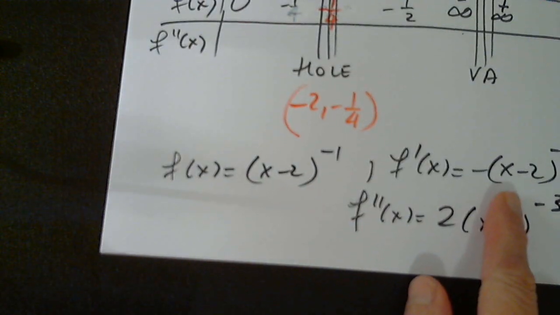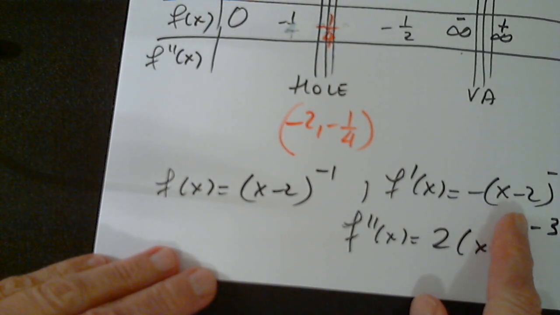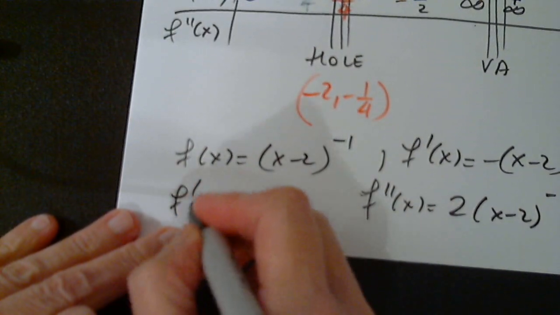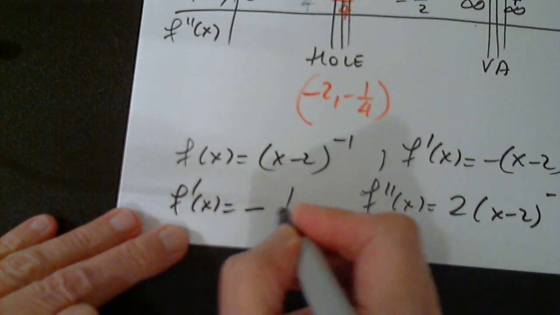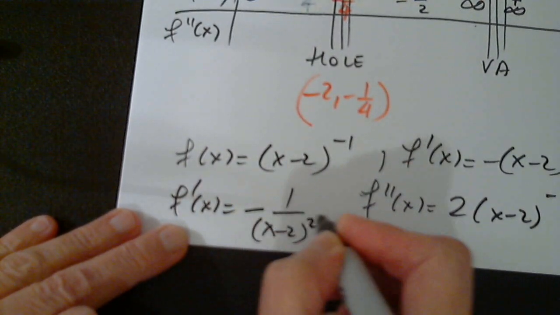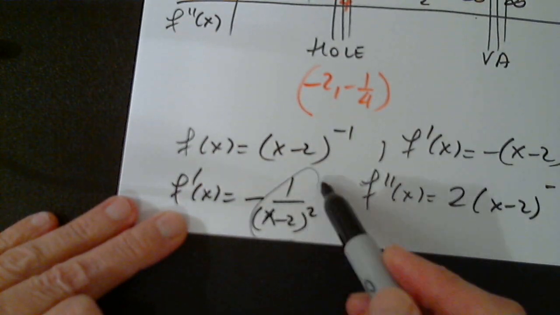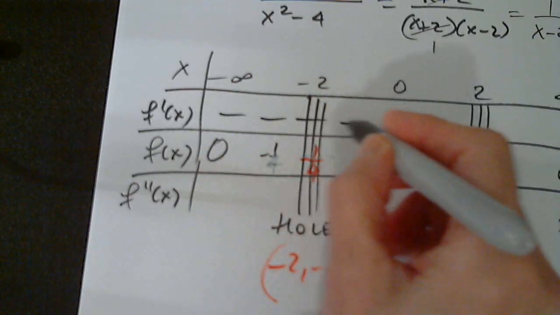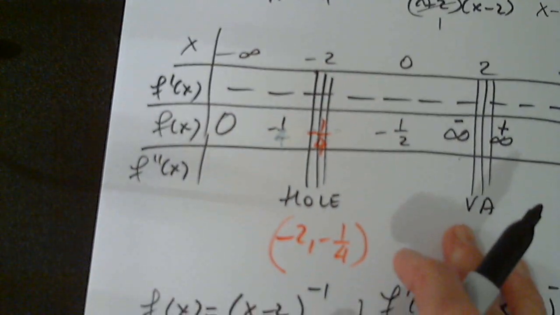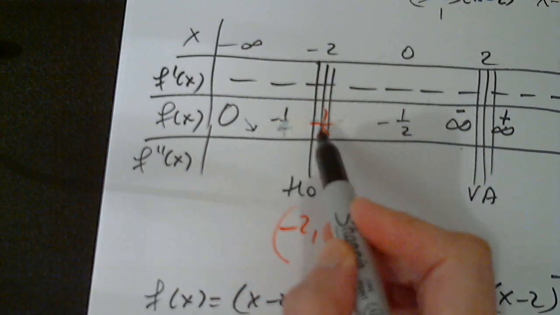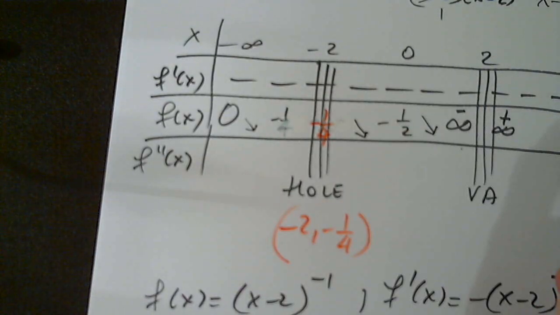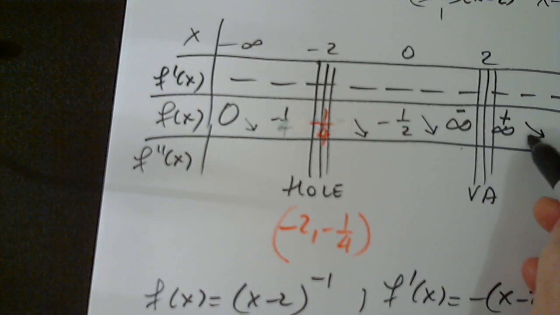So this function will always be negative, because the derivative actually is negative 1 over x minus 2 squared. This quantity is always positive, but it has a minus in front. So the function is always decreasing. Let's check. From 0 to negative 1/4, yes. To negative 1/2, yes. To negative infinity, yes. From infinity to 0, yes.